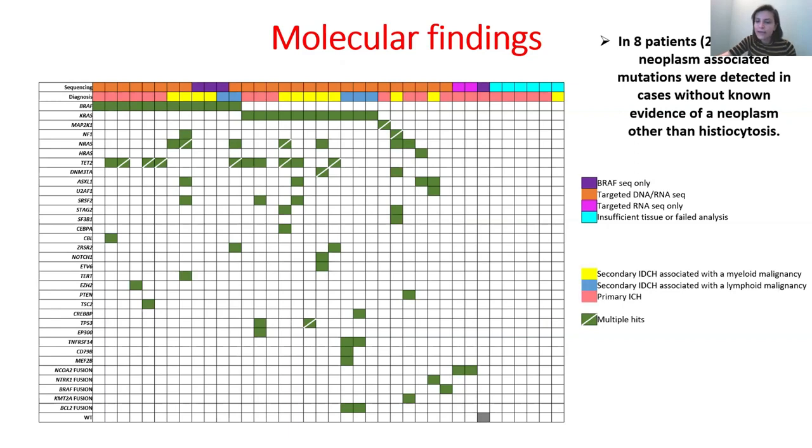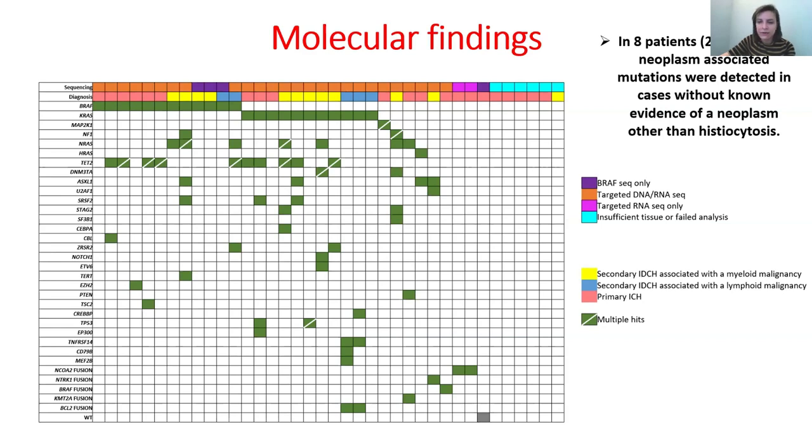So the molecular findings are shown in this oncoprint. Every column in this graph represents a single patient. What you can see here is a high frequency of BRAF mutations, and it is mostly V600E. A couple of cases weren't V600E, but mostly V600E. And KRAS mutations also were very common. There are also some cases with MAP2K1, other RAS isoforms, or NF1 mutations.